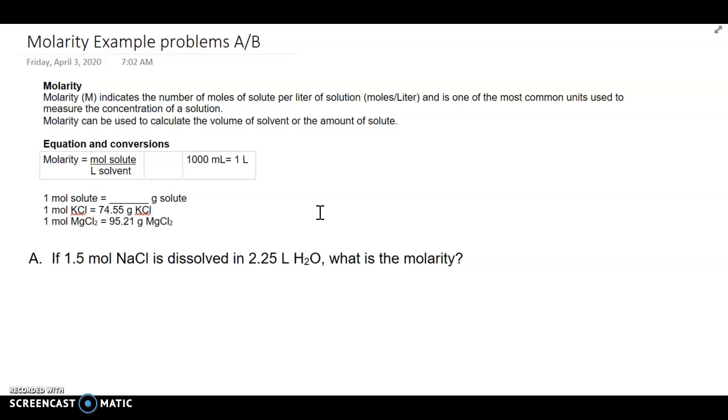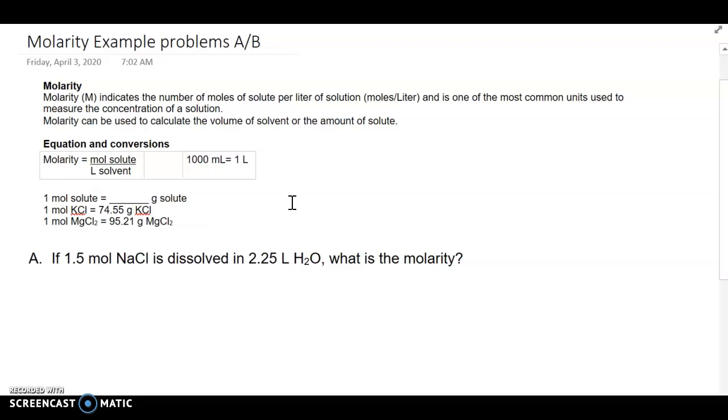So we've got one equation here, molarity equals the moles of solute over the liters of solvent. And then we have some conversions. We have 1,000 milliliters equals 1 liter. And then we have to go back to our formula weights or molar masses. 1 mole of solute equals a certain number of grams of solute. So in these examples, we're going to need 2 of these. 1 mole of KCl equals 74.55 grams of KCl, and 1 mole of MgCl2 equals 95.21 grams of MgCl2.